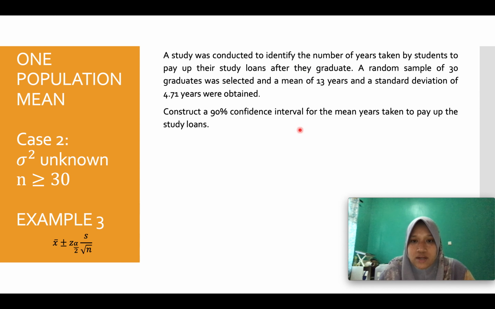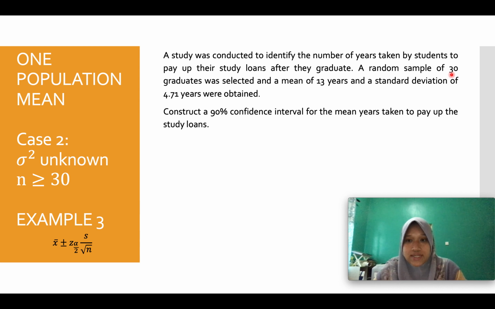Okay, and then the value of mean is 13 years. So 13 years ni adalah x bar kita lah, which is referring to the sample. And the standard deviation 4.71 also is referring to this sample size. So we do not have the information on the value of population standard deviation or population variance. Okay, so that's why it falls in case number 2.